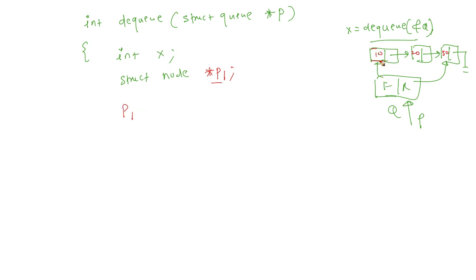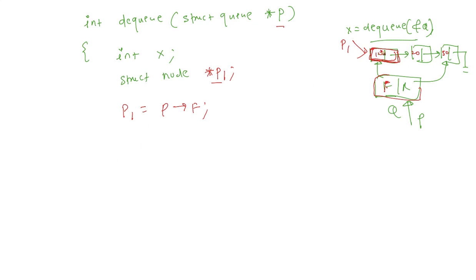Right. This P1 I need, and where should I point P1? Where F is pointing. F is pointing to this node. So P1 will also point to this node. So I will give P1 the address of this node. And who is holding the address of this node? F. But F is not directly accessible to me. I have to go through P, because P is holding the address of this queue. P is a pointer to this structure. So P arrow F is giving access to F. And where is P arrow F pointing? Here. So that address I want to give to P1. So P arrow F. So now P1 is pointing here.